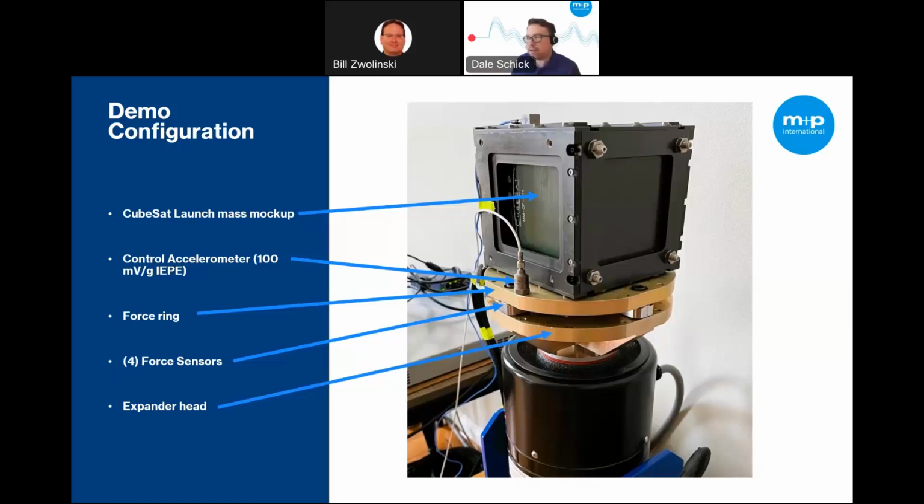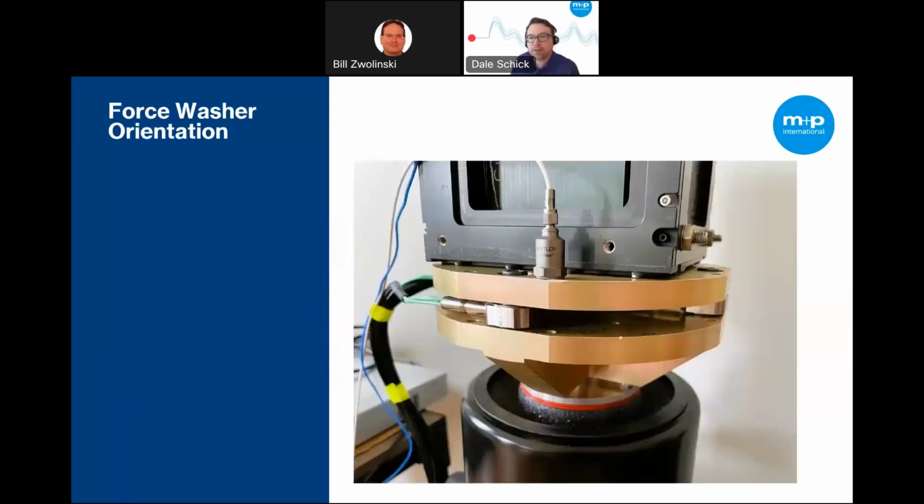And then we have an expander head meant to increase the test size from our small shaker armature here. Now the force washer is orientated as shown. And this, the Z-axis, is normal to the shaker, so this is the one we're going to use to calculate overturning moment. And here you can kind of see I didn't use the best preload bolt.